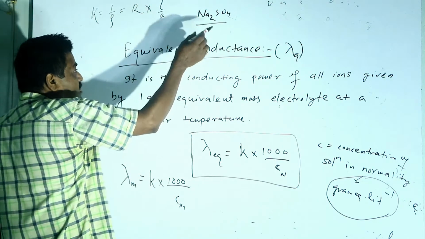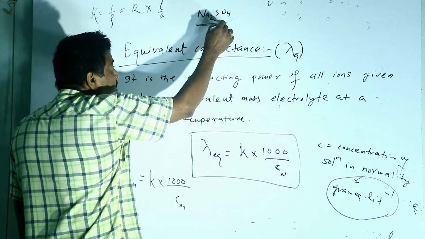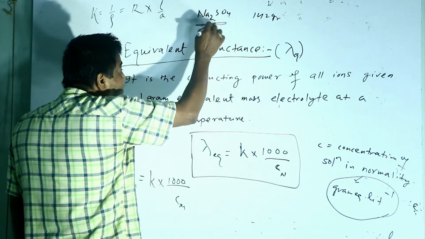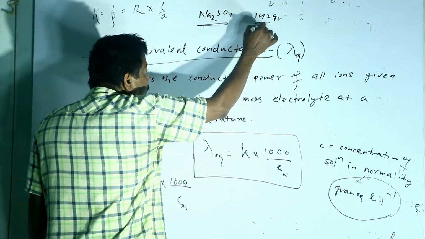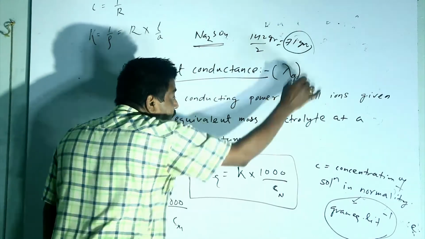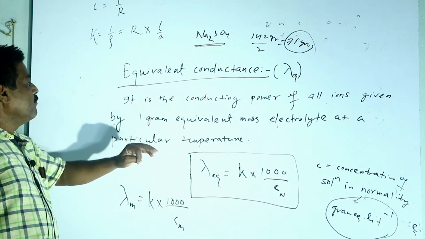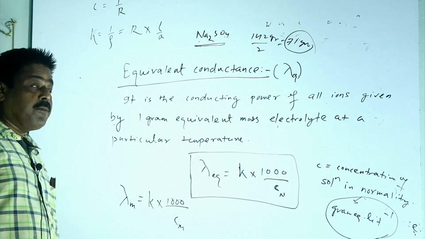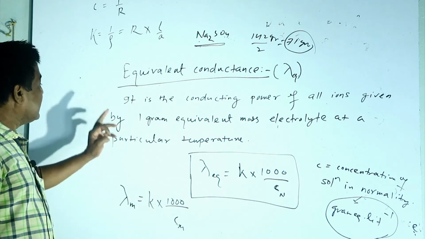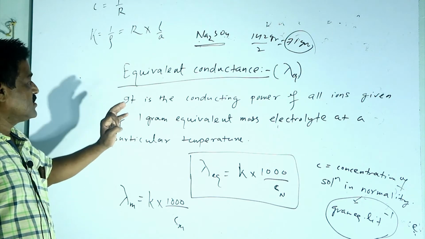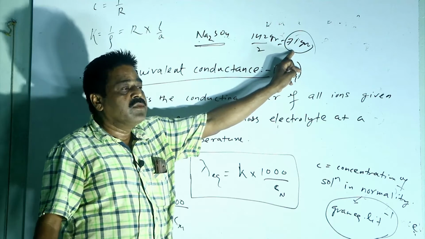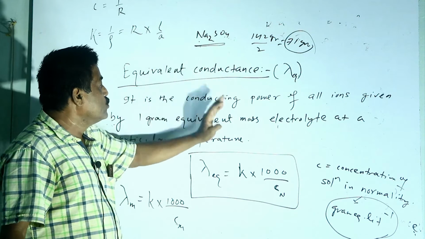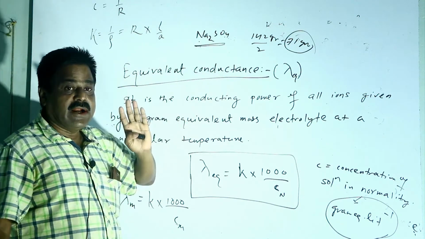Here, for the equivalent conductance, the equivalent mass: 1 mole is 142 gram. So the equivalent mass of this one is the molecular mass divided by 2. Therefore it is 71. So 71 gram, when dissolved in water, that solution gives Na plus and SO4 2 minus ions of 1 mole each, and that conductance by 71 gram Na2SO4, or 1 mole sodium ion and 1 mole sulfate ion, is known as the equivalent conductance of Na2SO4.